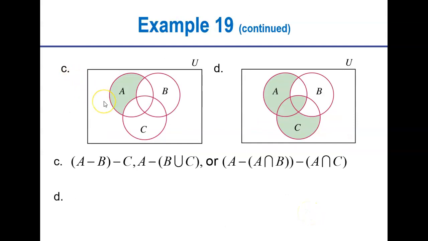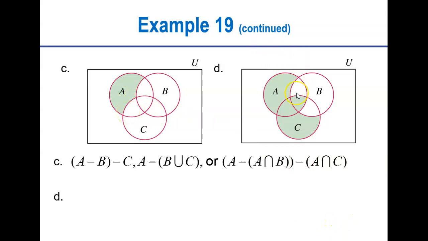So if we take a look at C here, we can see that A is shaded. So one way of looking at this is the set difference from A to B minus set C. Or we can say set A minus B union C. Or we can say in parentheses set A minus A intersection B, parentheses, minus A intersect C.